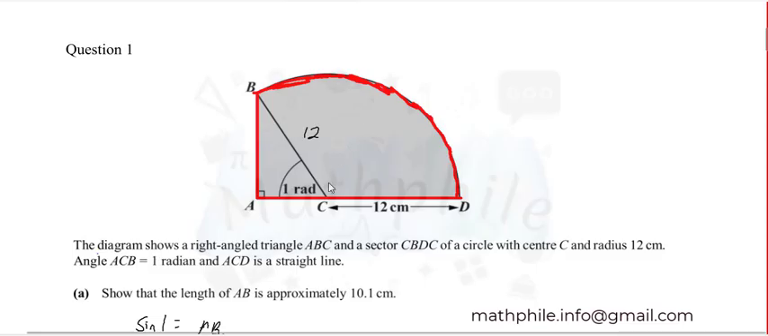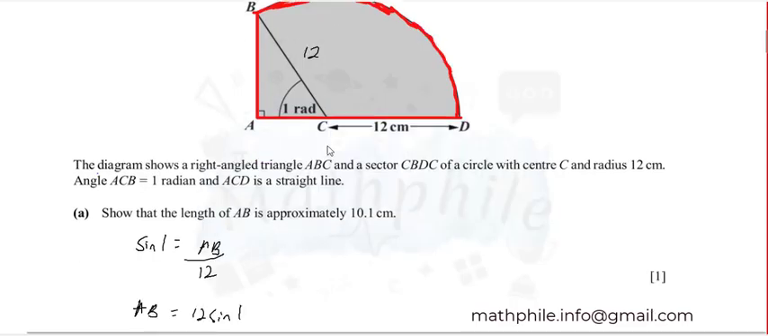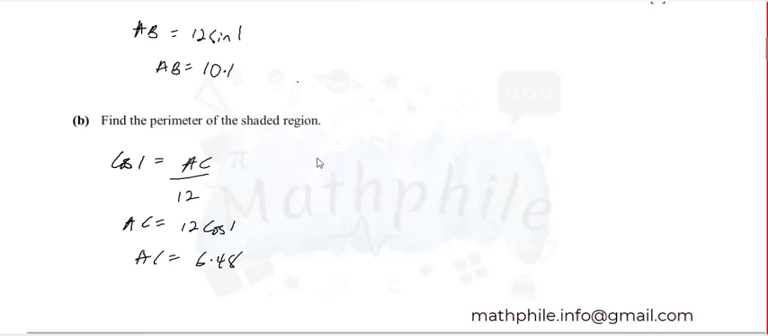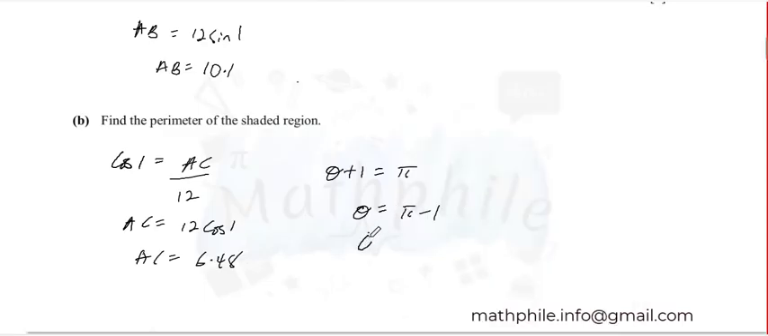And we need to get the arc BD. Length of arc is theta r, so I need to get the small theta. Let's call this theta. So theta plus 1 radian is equal to pi, because the angles are in a straight line. So theta is equal to pi minus 1 if you change the subject. It should be 2.14 approximately, but let's confirm. So pi minus 1 should be 2.141, so let's say 2.142. That is theta.